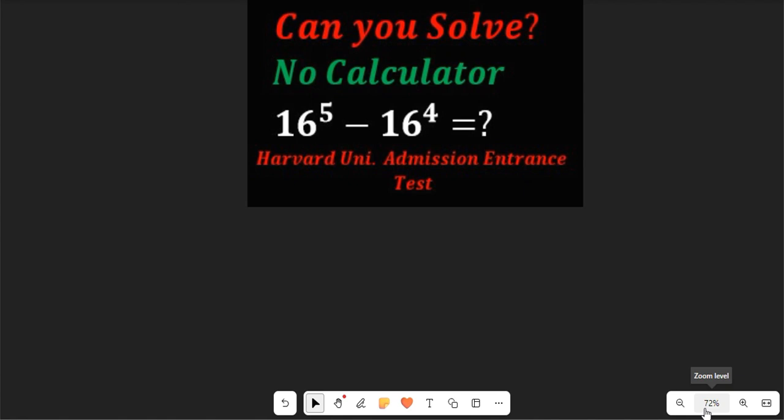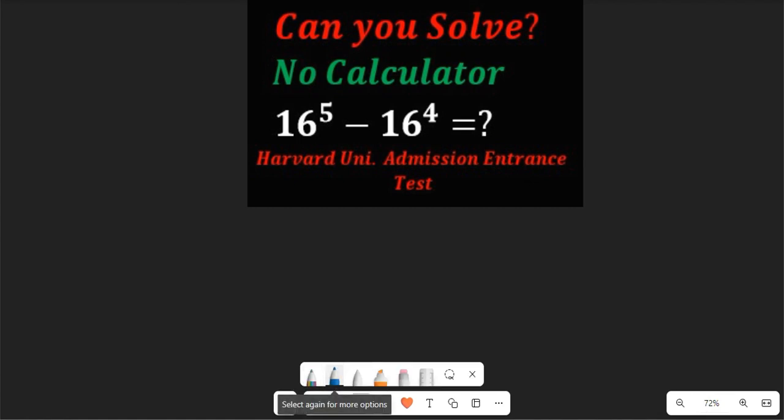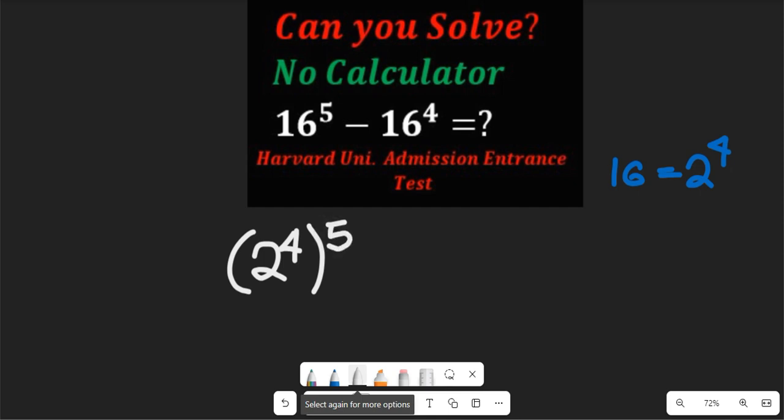Now, I have 16 and I have 16. What I need to do is to find the factors of 16. If I find the factor of 16, you come to know that 16 can be equal to 2 to the power of 2 times 2 times 2 times 2, which will give me 16. So 2 to the power of 4 can give me 16. So I can simplify that expression to now give me 2 to the power of 4 all to the power of 5 minus 2 to the power of 4 all to the power of 4, and this will be equal to what?